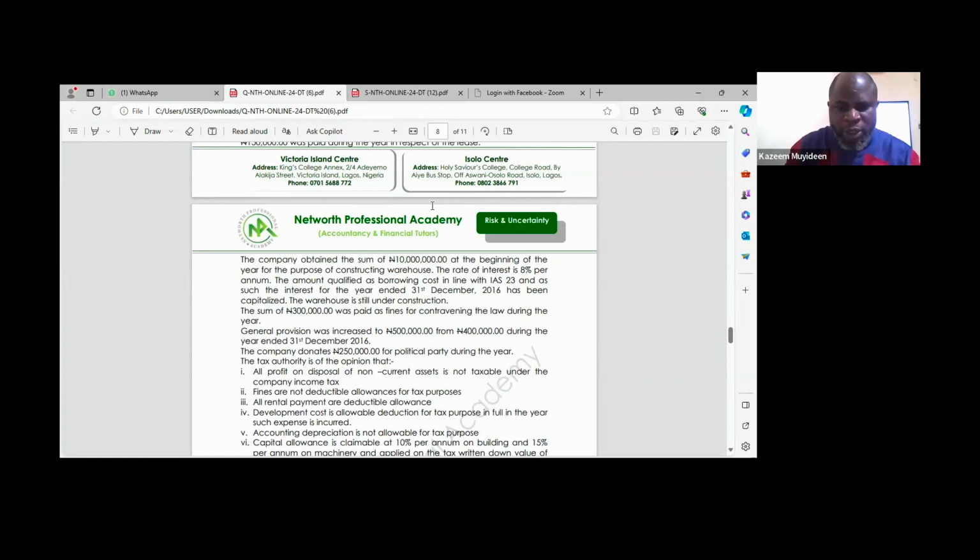The sum of 200,000 was paid as a fine. This is disallowable expense. General provision has been increased. So it has been increased. I cannot take 500 or 400. It's the increment that went to the POL in that year, not the whole 500. Students used to make mistake of this. They have 400,000 as a provision in the books, but the increase is the increment that they will debit to POL and credit their liability with 100. So it's the increment I will now subtract. Good.